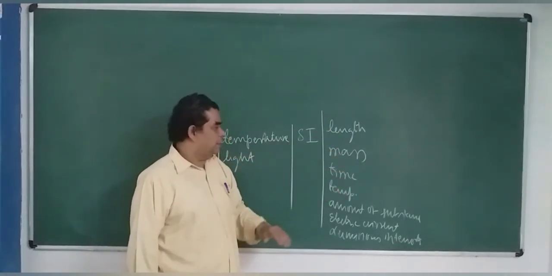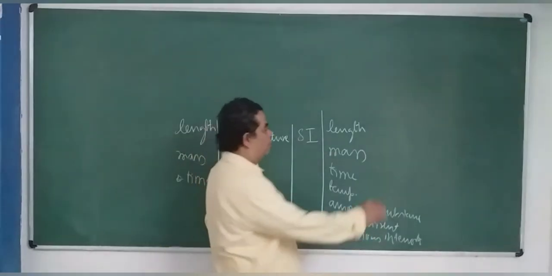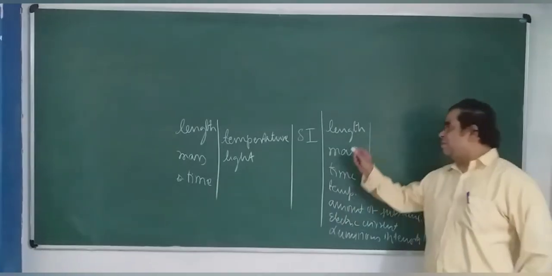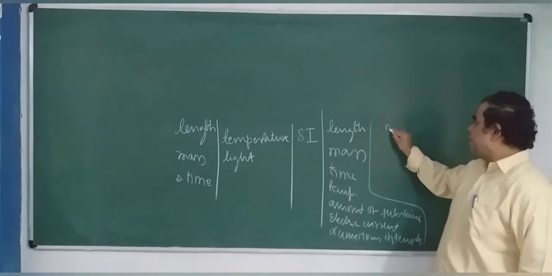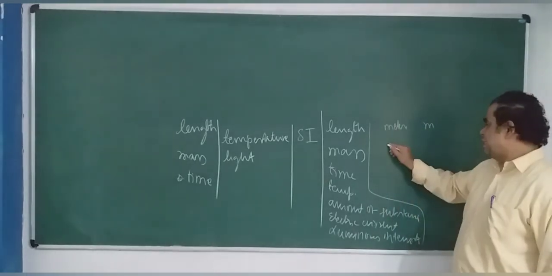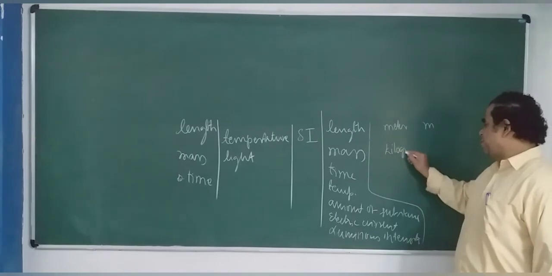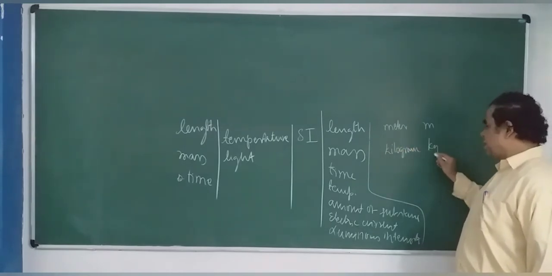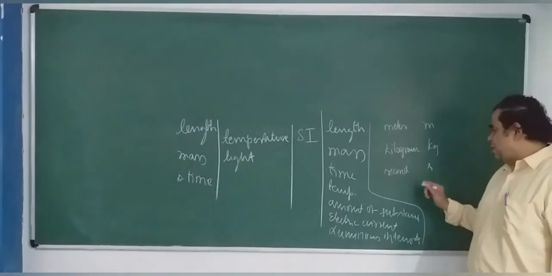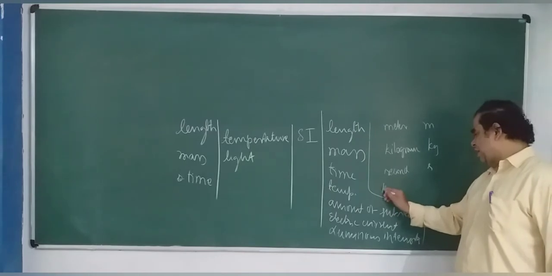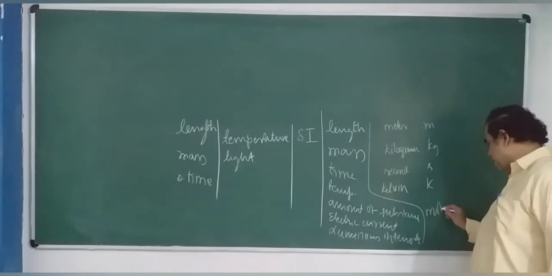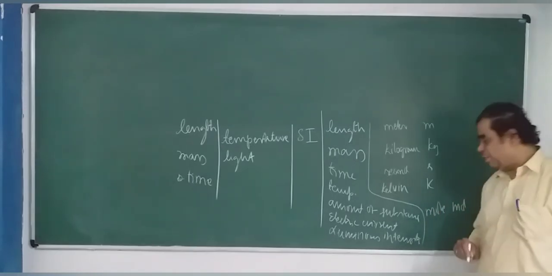and each one of them has its own standardized unit. We list out the units of these 7 fundamental quantities used in the SI system. Length has meter as the unit and its symbol is m. Mass, the kilogram, symbol kg. Time, second as the unit, the symbol is s. Temperature, Kelvin as the unit and K. Amount of substance, mole as the unit and its symbol is mol.